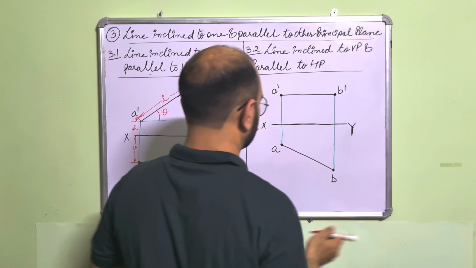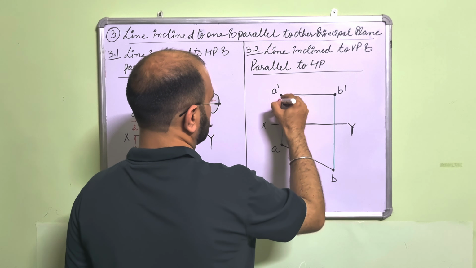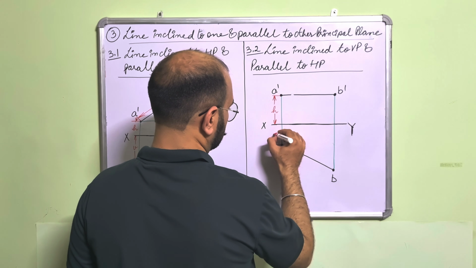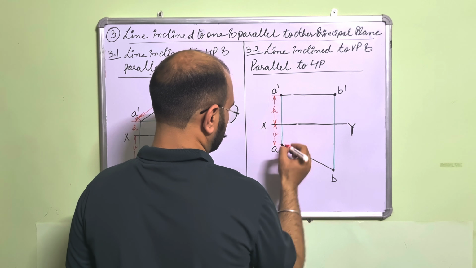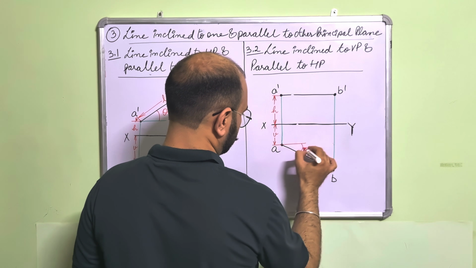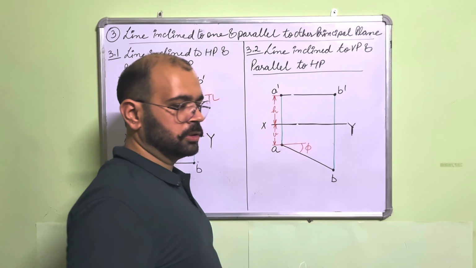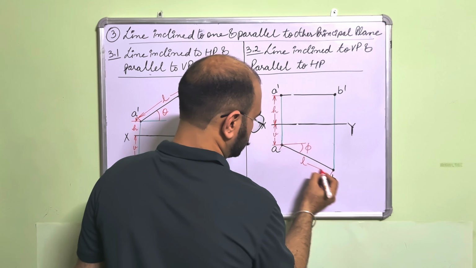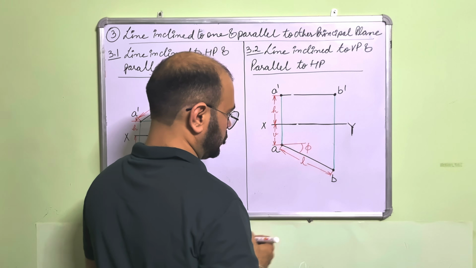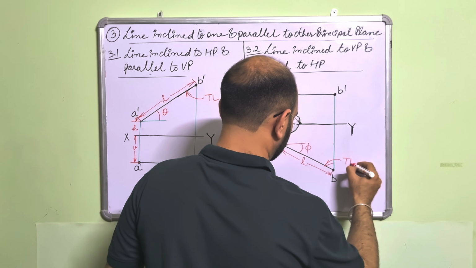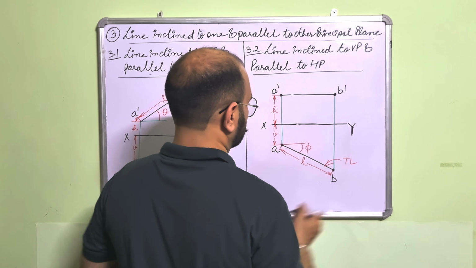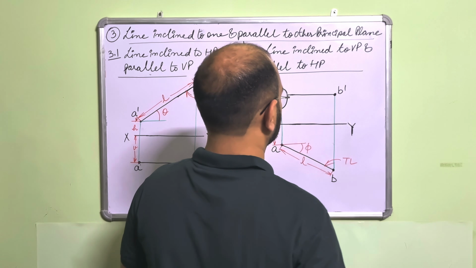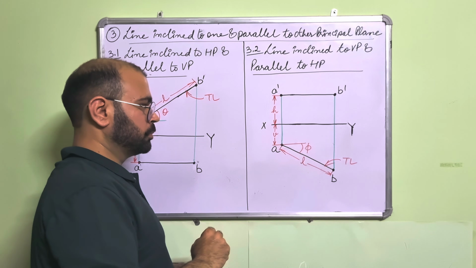Again here also the distance from one end will be given to you. Let us say it is H, this is H, this is V, the distance from VP. This is phi. The inclination to VP is represented as phi, and this is the length of line, the actual length of line. We also call it the true length. So this is the representation for the line when it is inclined to VP and parallel to HP.